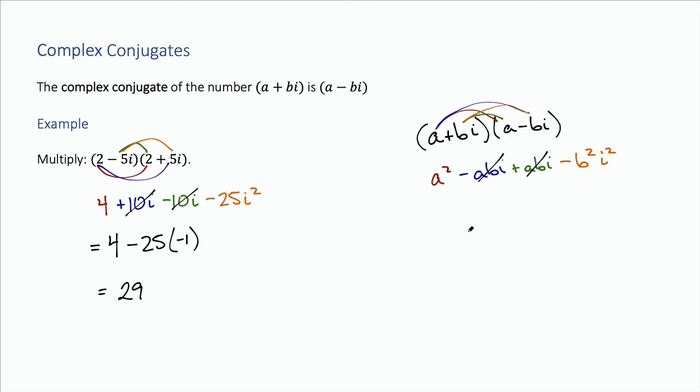These middle terms cancel, and we have a squared minus b squared times i squared, which is negative 1. And that is, of course, a squared plus b squared. So this is a shortcut that you can use when you're multiplying a complex number by its complex conjugate. We're going to be doing it enough that it'll be worth it to remember this shortcut: if you take a plus bi and multiply by its conjugate, you'll end up with a squared plus b squared.